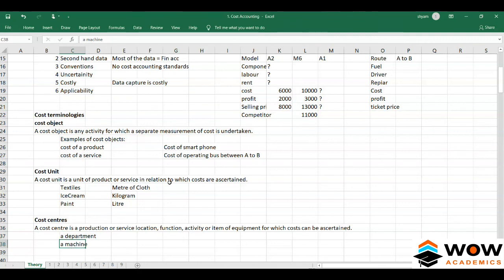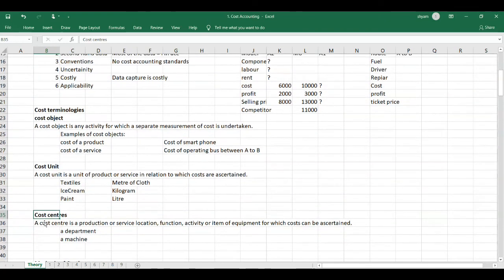So the difference between object and center is, object is just a pure measurement, center is measurement, but where a human has control over the cost incurred. So that's about the cost center here.